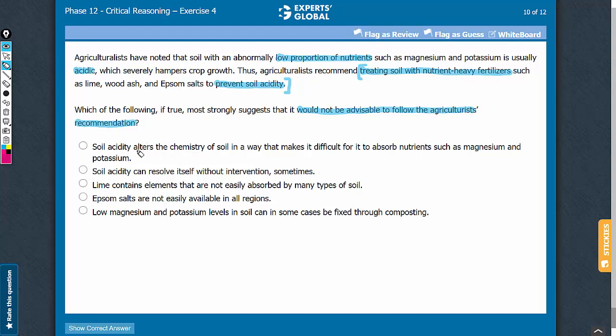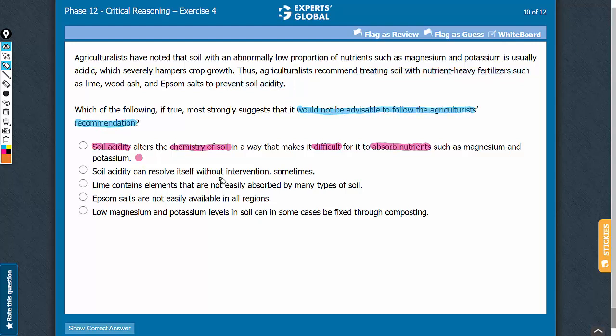This answer choice states that soil acidity alters the chemistry of the soil such that it is difficult for the soil to absorb nutrients. In other words, this answer choice says that soil acidity causes low proportion of nutrients in soil. However, the argument mentions that the low proportion of nutrients is the reason for the soil acidity. So this answer choice reverses the cause-effect relationship established in the argument and hence weakens the argument. So this answer choice indicates a reason for which it is not advisable to follow the recommendation in the argument. A good answer choice. Let's keep this on hold.